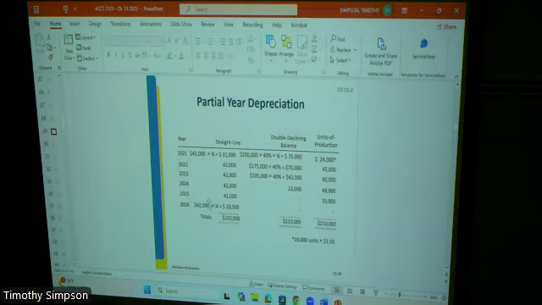12 is 48, plus 9 is 57. I'm sorry, plus 3 is 60. So it's 5 years. And so as a result, we have all years being accounted for.